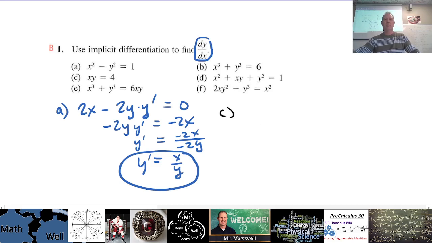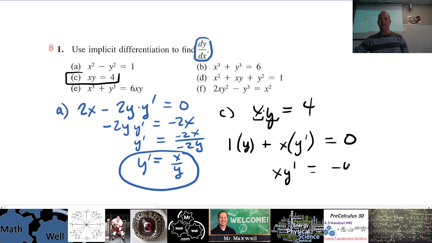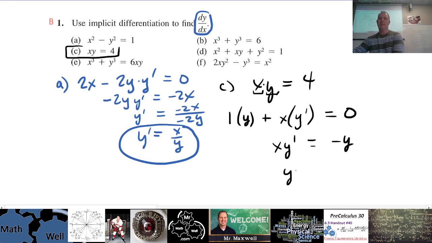So here's C. Watch this, guys. C. This is x times y. I'll just rewrite it so you can see it. So x times y. I got to treat this as a product rule between this function and this function. Two different functions. So the derivative of the first is 1 times the second, plus the first times the derivative of the second. The derivative of y is y prime. The derivative of x is 1. The derivative of y is y prime. Equals 0. So I have x y prime equals negative y divided by x, negative y over x.